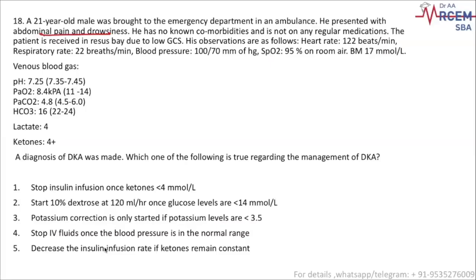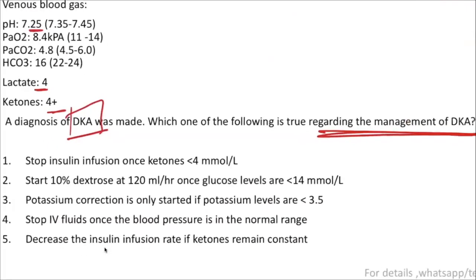The patient received in the resuscitation bay has a low GCS. His vital parameters show tachycardia, tachypnea, blood pressure is fine, saturations are fine. VBG shows acidosis. It's a metabolic acidosis with respiratory compensation and high lactate levels, high ketone levels. You've already diagnosed it as DKA. Which is not true regarding the DKA management they are asking.